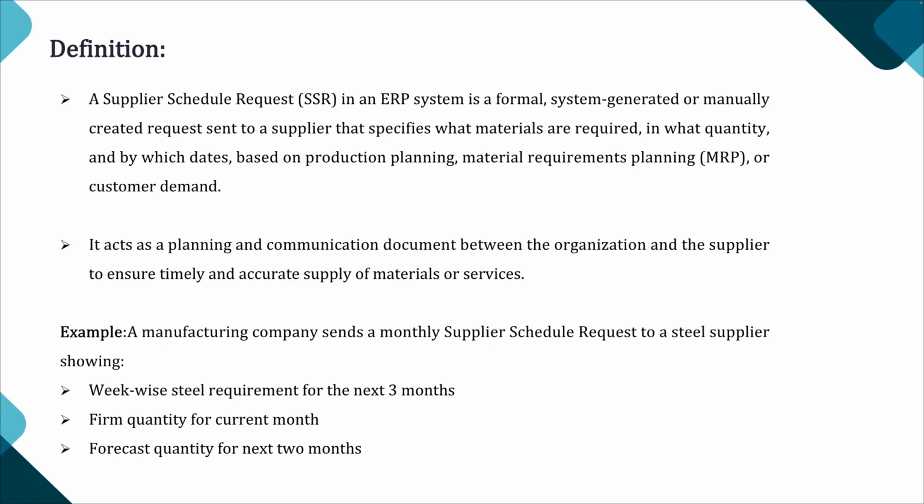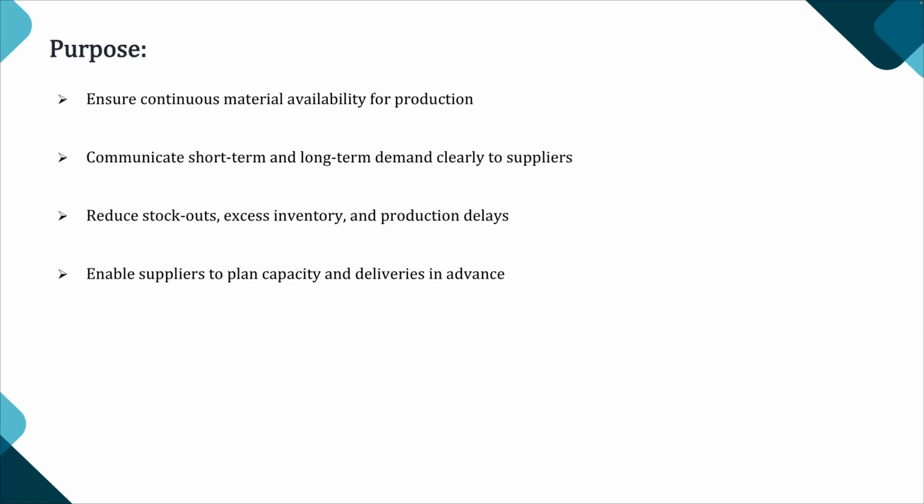It also acts as a planning and communication document between the organization and the supplier to ensure timely and accurate supply of materials or services. We take, for example, a manufacturing company that sends a monthly supplier schedule request to a steel supplier showing your week-wise steel requirement for the next 3 months: a firm quantity for your current month, and forecast quantity for the next 2 months. So this is termed your supplier schedule request.